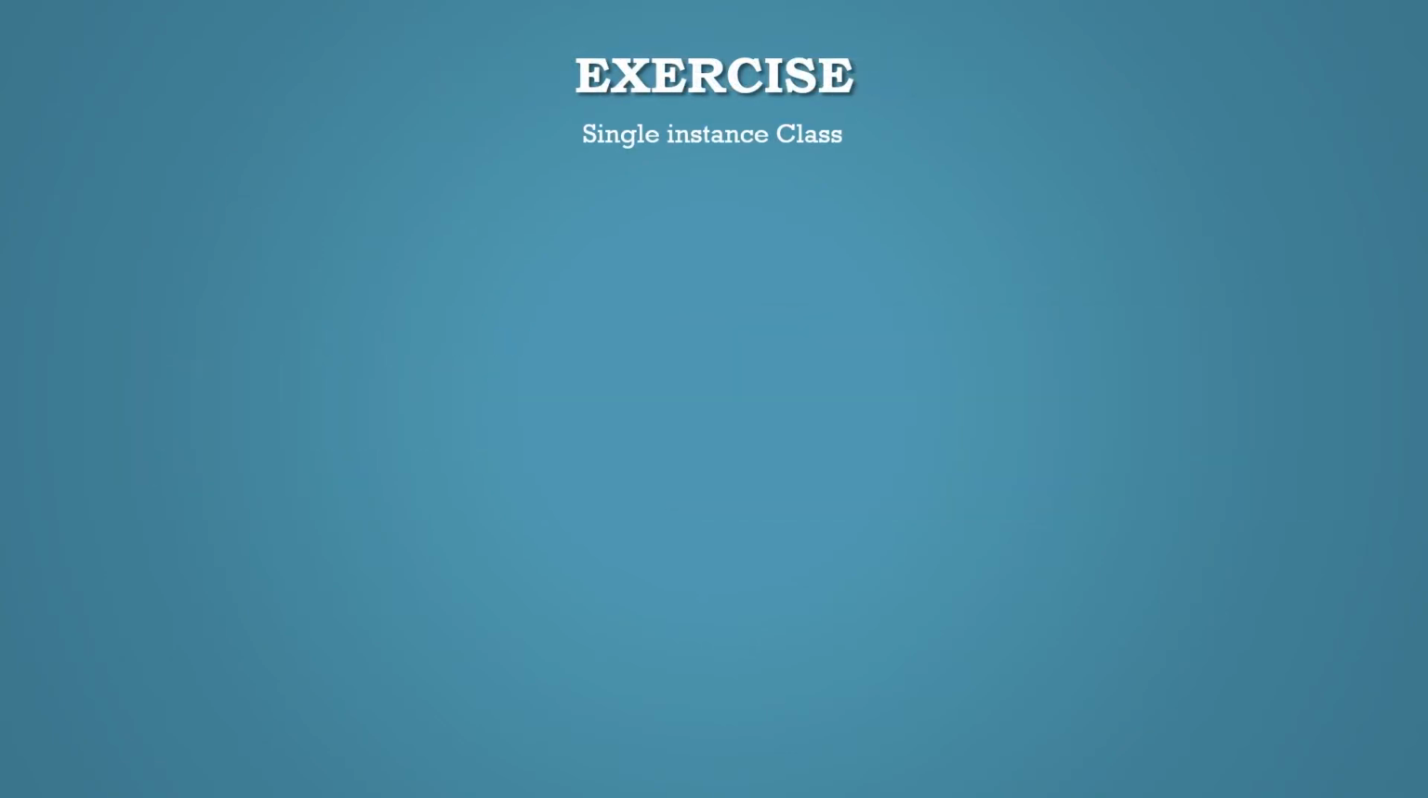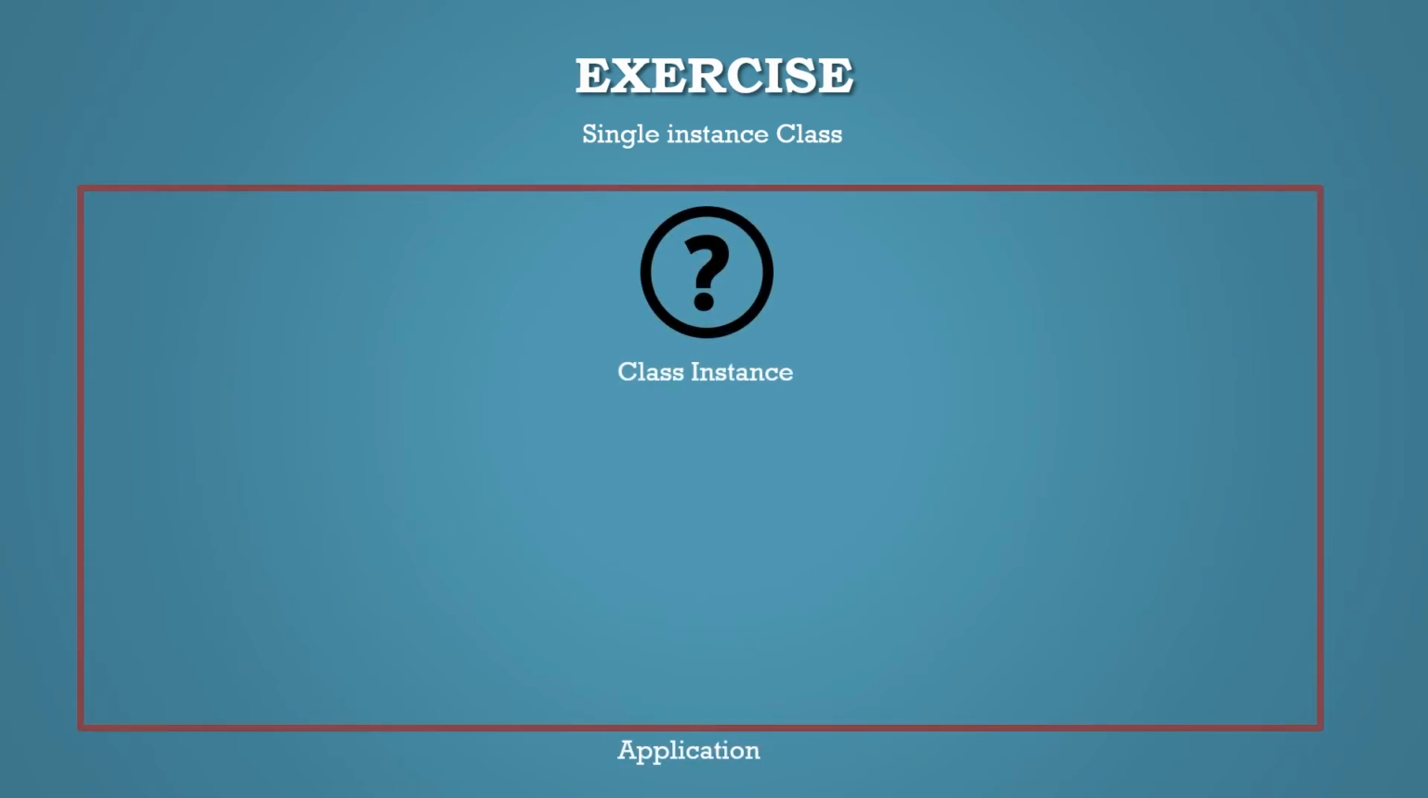It's time for a little exercise to practice the concepts that we have learned in this lesson. In this exercise, I want you to create a class that can only have one instance of itself for the whole application lifetime. Or in other words, whenever I try to access or create an instance of that class, I will always receive the same instance, restricting the creation of more than one instance.